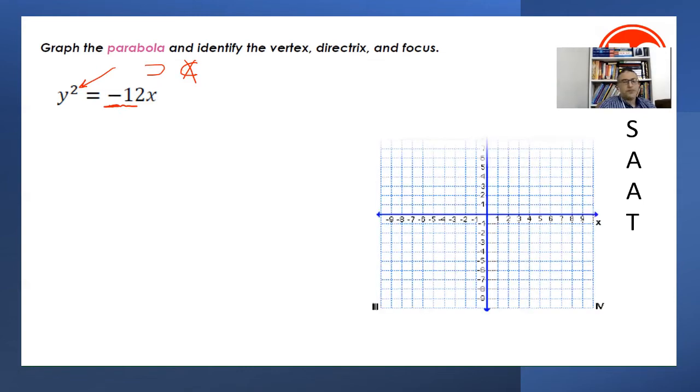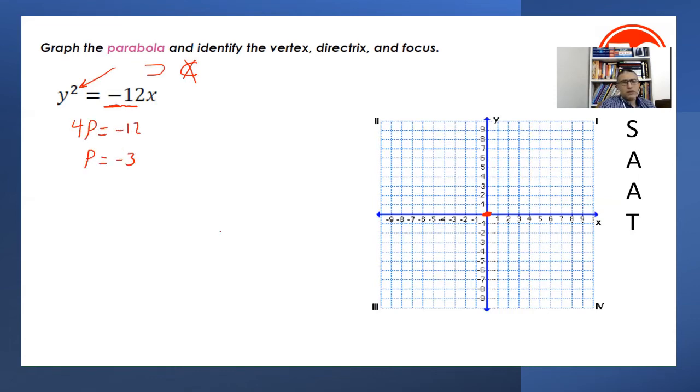Second, I need to figure out the focus point. The center of this parabola is 0 and 0. Why? Because there is no plus or minus with x or y. So I'm going to write that 4p is equal to negative 12. So the value of p is negative 3. So the focus of this parabola is negative 3 and 0. So here is the center.